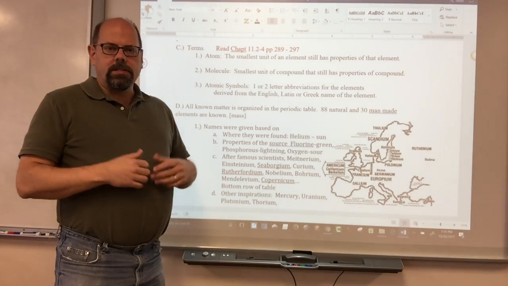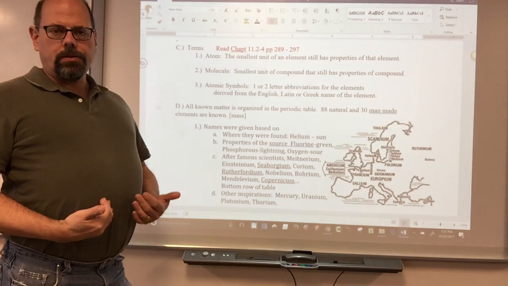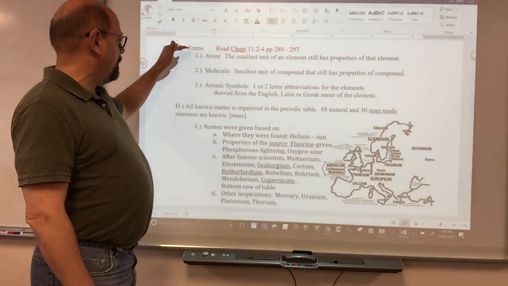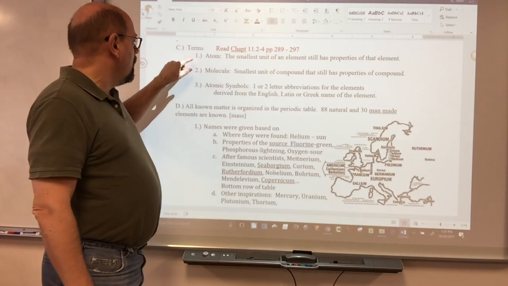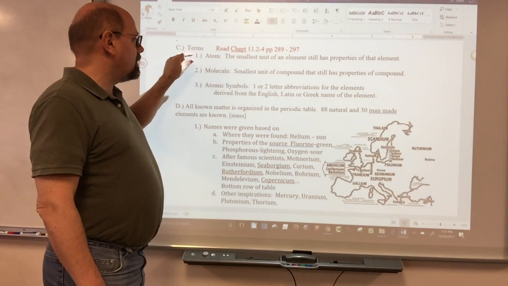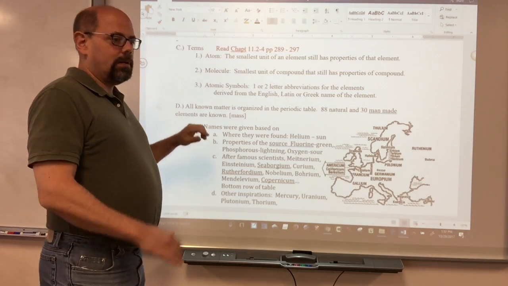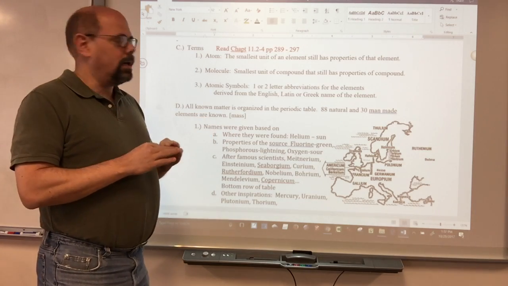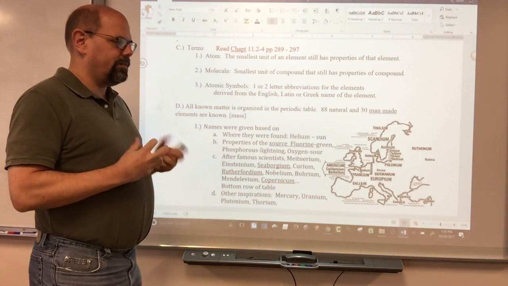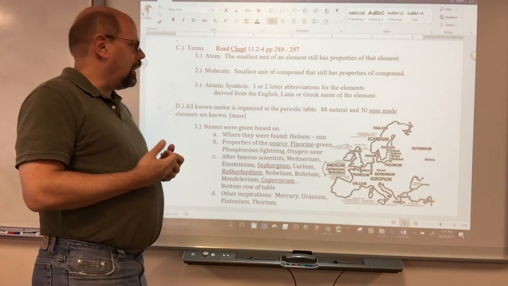So the search for pure substances, things that had regular properties, was on. And what happens is we need to understand a few terms. I mentioned them in the last little discussion, that an atom is the smallest unit of an element. If you have something that is only made of one atom, the smallest unit of that is called an atom. We're going to say that's the smallest divisible unit of matter.